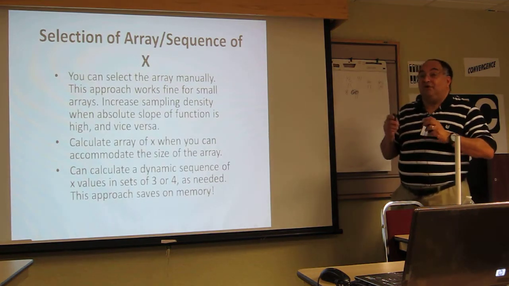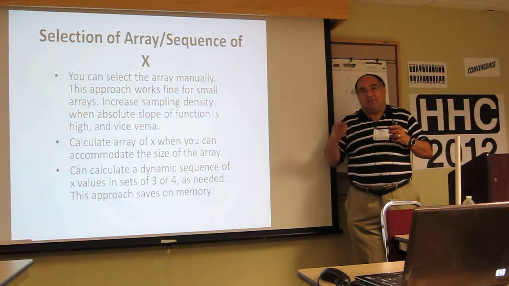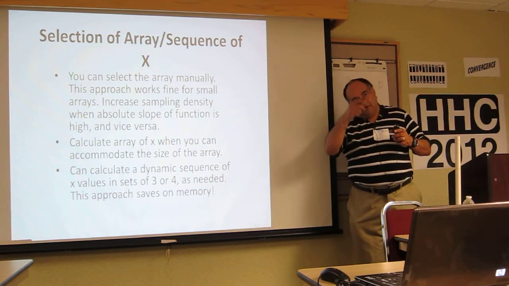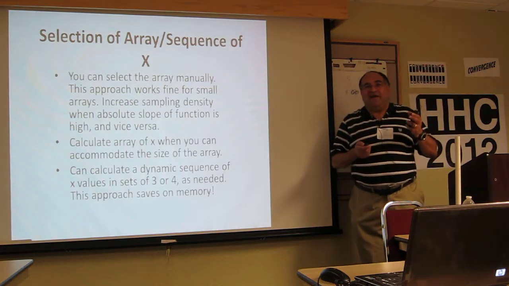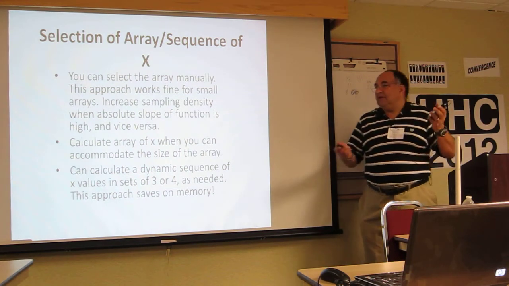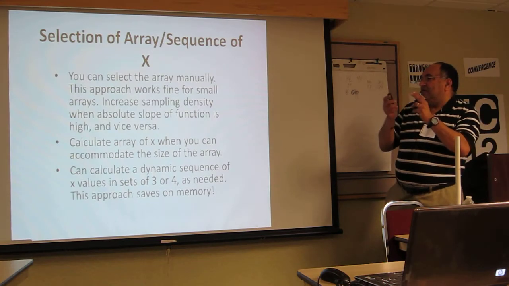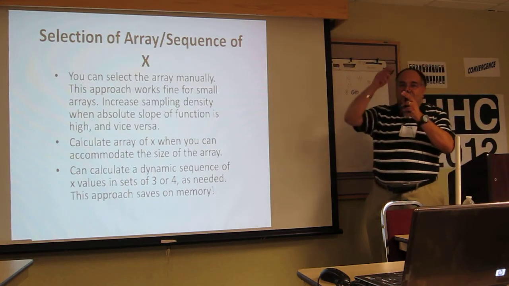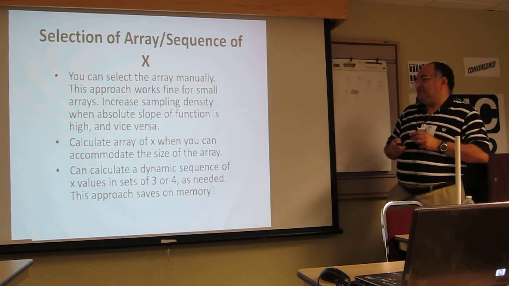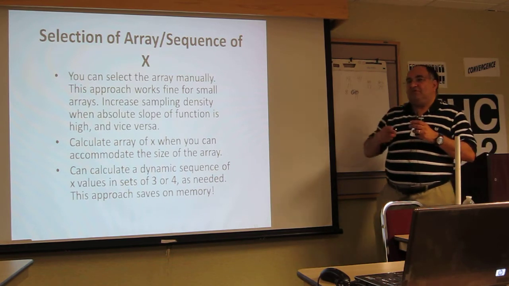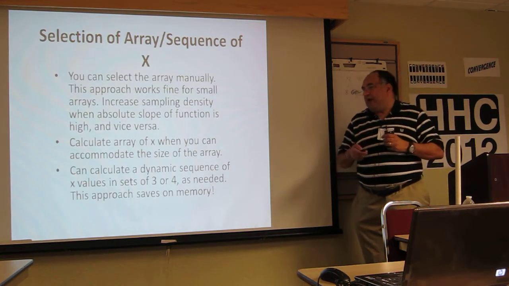Going back now, focusing on x. Now, you can select the array of x manually. That's how I started. When I started this algorithm, I would just eyeball it and select it. And that works fine if you have relatively small values, like 20 values. You can eyeball it. And what you do is you increase the sampling density when the function is changing a lot, and relax it when the function is coasting along. Of course, that can get a little bit more difficult for a function that's fluctuating. And so automation becomes a little bit more practical.